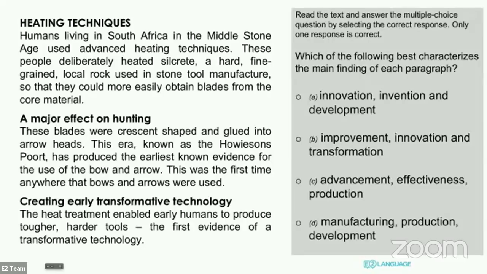So is this paragraph here, would that be summarized down to the word innovation, improvement, advancement, or manufacturing? For the second paragraph, the same thing. You want to look at this paragraph and decide whether that would best be summarized as an invention, best be summarized as innovation, best be summarized as effectiveness, or best be summarized as production, for example. It's a bit of a trick. Same with the third one. The third paragraph, would that best be described or characterized as a development, a transformation, a production, or a development?